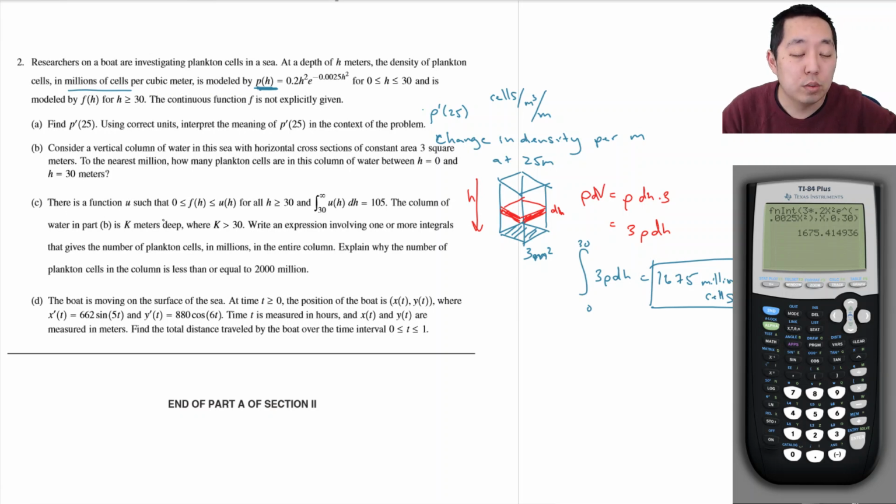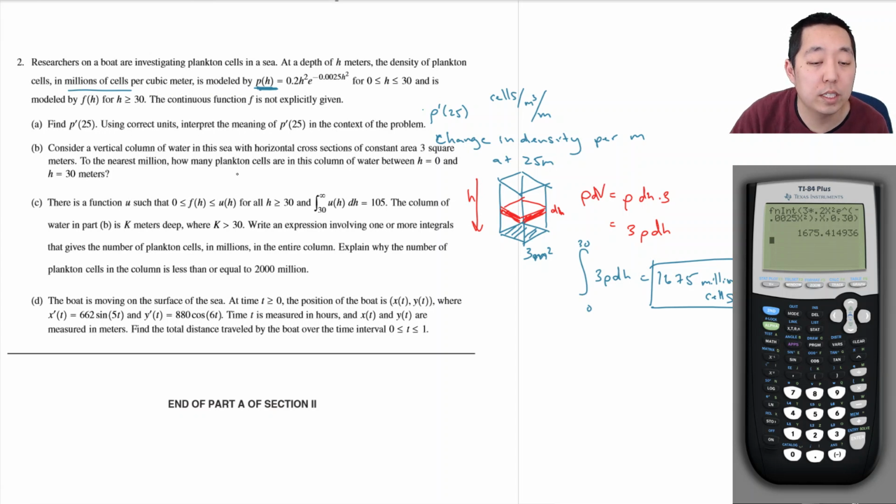There is a function u such that 0 is less than or equal to f of h, which is less than or equal to u of h for all h greater than 30, and the integral from 30 to infinity of u of h dh is equal to 105. Part B: the column of water is k meters deep, where k is greater than 30. Write an expression involving one or more integrals that gives the number of plankton cells in millions in the entire column. Explain why the number of plankton cells is less than or equal to 2,000 million.